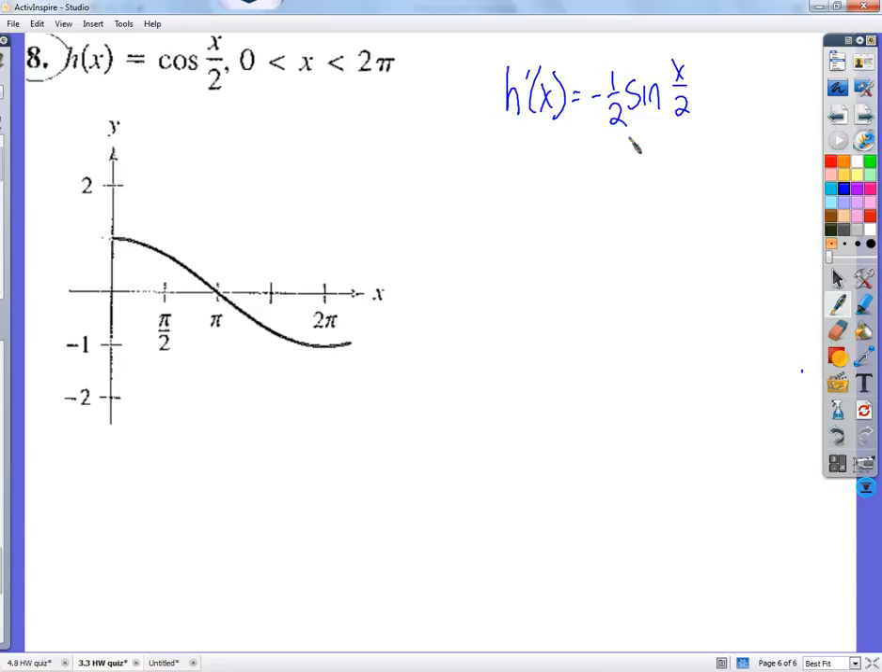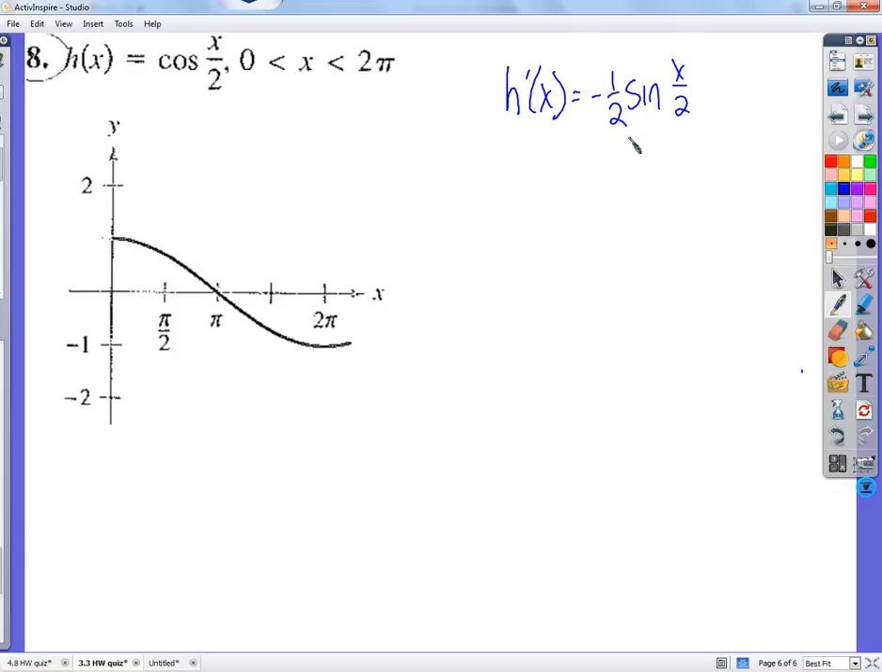Times the derivative of the inside function, right? We're doing the chain rule. X over 2 doesn't exist? It's undefined? What's not defined? X over 2. Well, it would be 1 over nothing. I don't know if 1 over nothing's okay or if it's 1 over 0. Is that equal to 1?